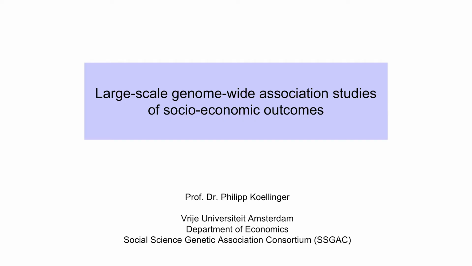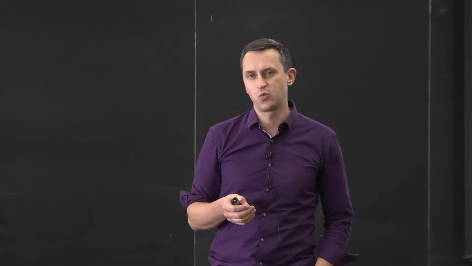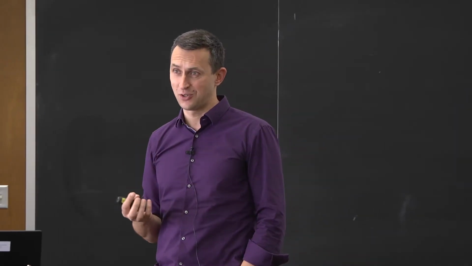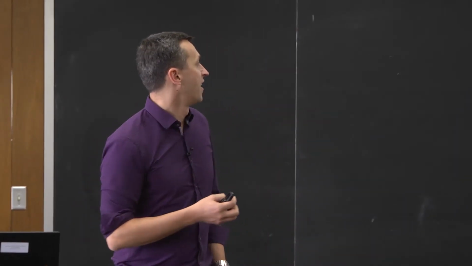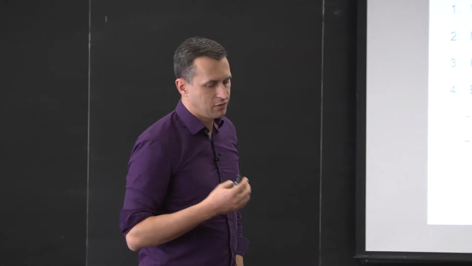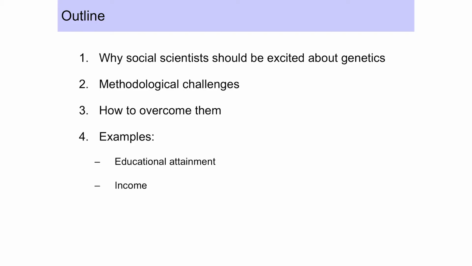But what I want to do today is talk to you about social science genomics and how I'm thinking about it. There are a couple of bases I want to touch. The first thing I want to talk about is why, from my perspective, social scientists should actually be really excited about genetics. Then I'll talk about some of the methodological challenges we have to deal with when we want to identify specific genetic markers or genes associated with behavioral outcomes, and how we can actually address these challenges.